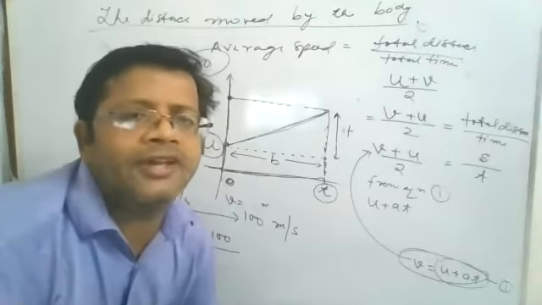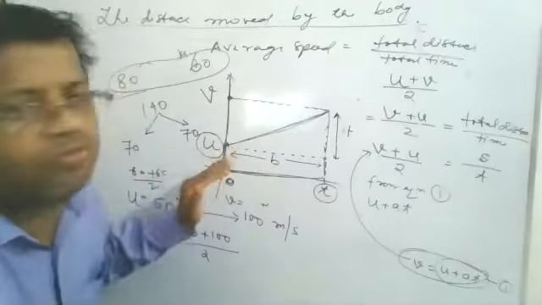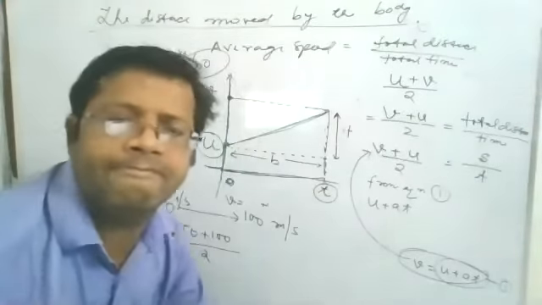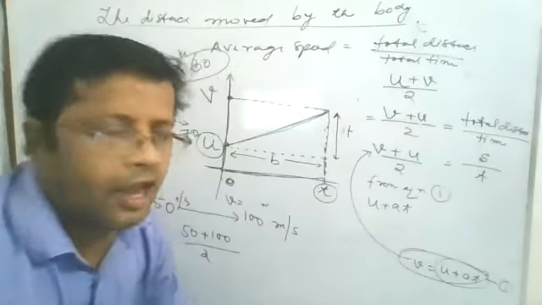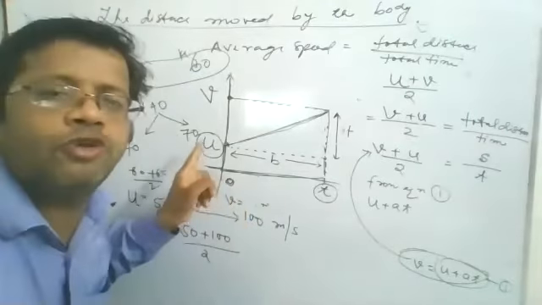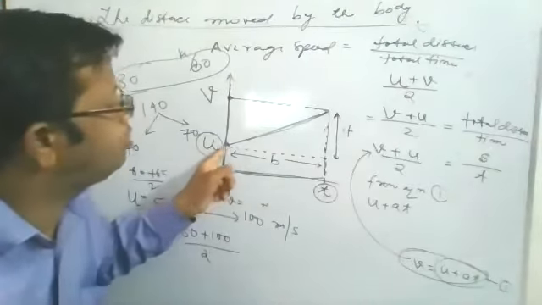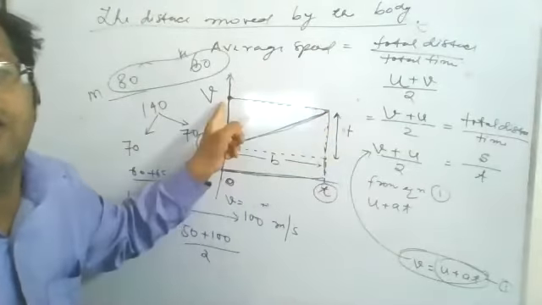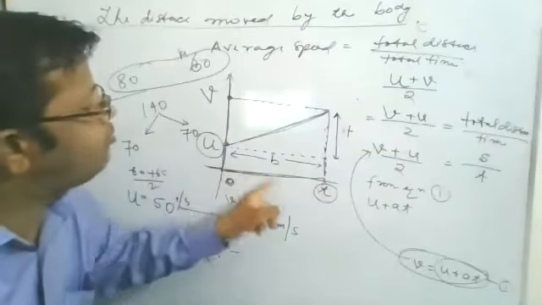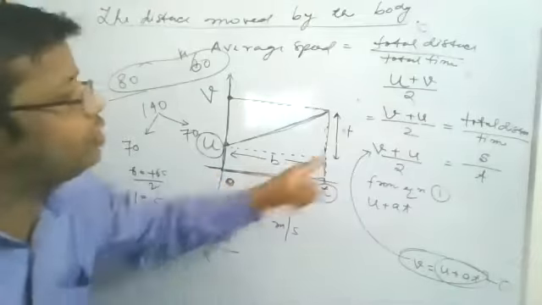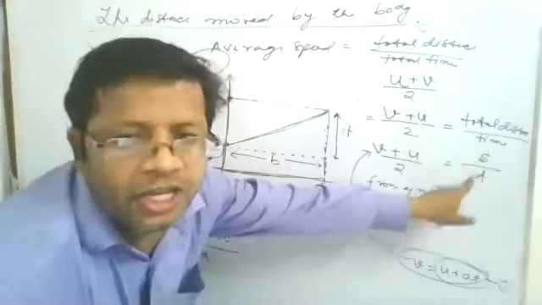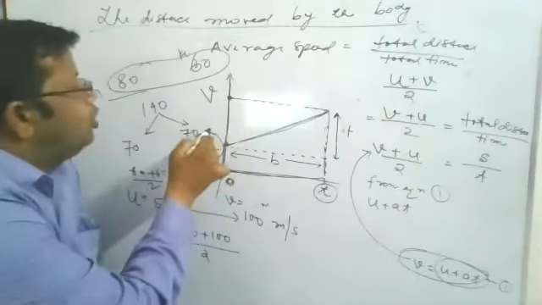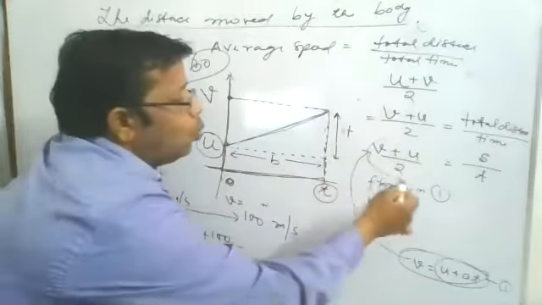Now see here once again. If the body is moving with uniform acceleration, the velocity-time graph is a straight line. At time 0, the initial velocity is U, and the velocity increases at a constant rate. At time t, the velocity becomes V. The total time of journey is 0 to t, that is t. During this time interval, what is the average speed of the body? (V plus U) by 2.